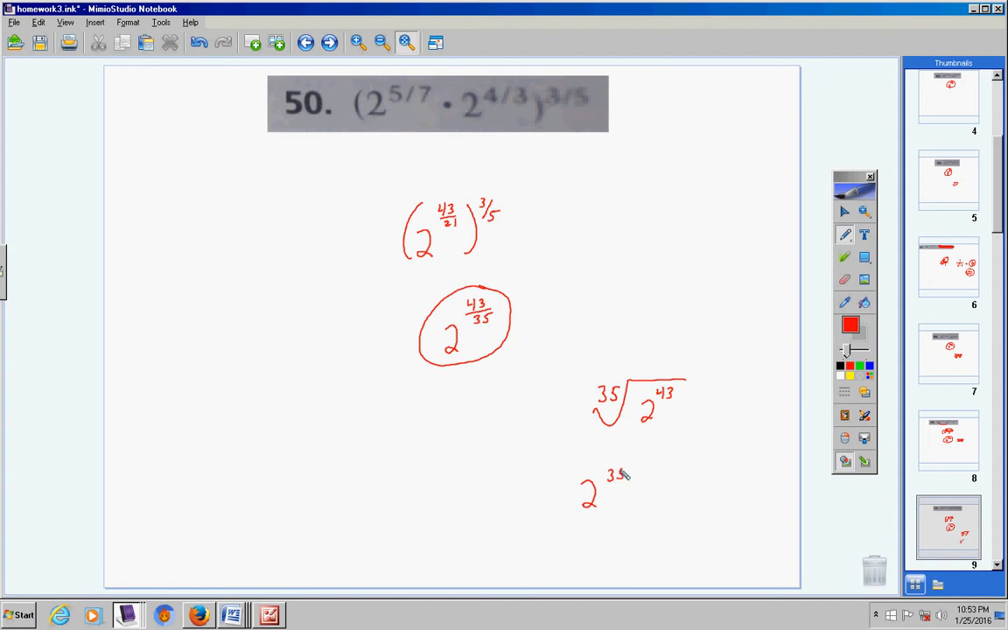So you'd cross off 35 2's and put 1 2 on the outside. And if you crossed off 35 2's, how many 2's would that leave you in here? Well, 8, because you have 43. So if you were writing this in radical form, you could not leave it like this. You'd have to leave it like this, okay? But we're not writing it in radical form, so it doesn't matter. But I'm still pointing that out to you to help you see that.